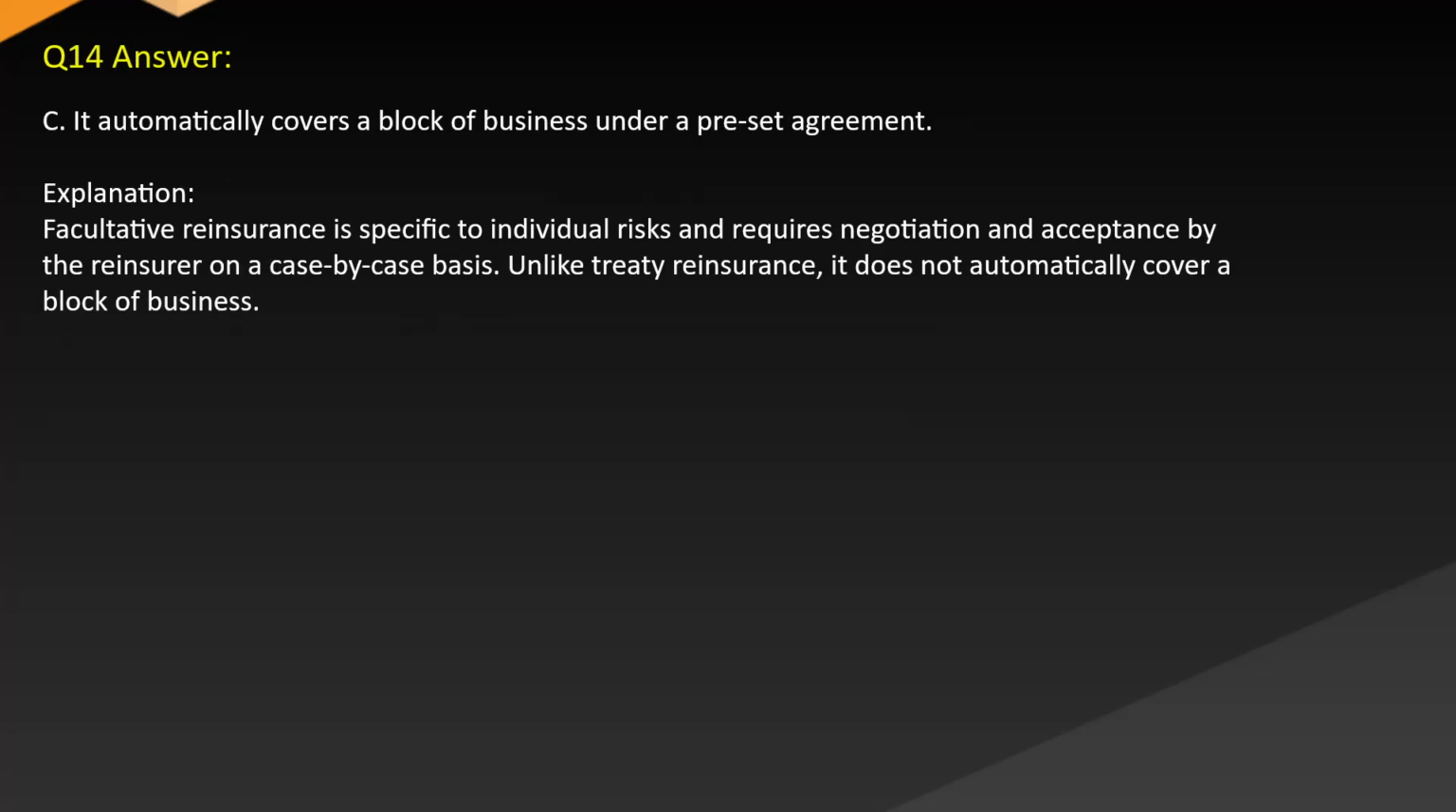Answer: C. It automatically covers a block of business under a preset agreement. Explanation: facultative reinsurance is specific to individual risks and requires negotiation and acceptance by the reinsurer on a case-by-case basis. Unlike treaty reinsurance, it does not automatically cover a block of business.